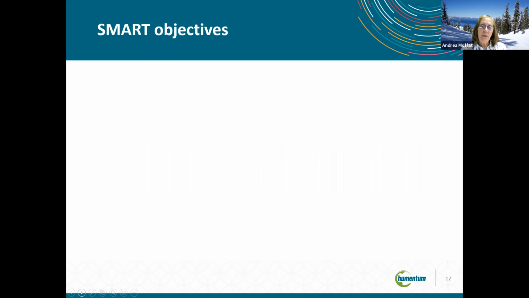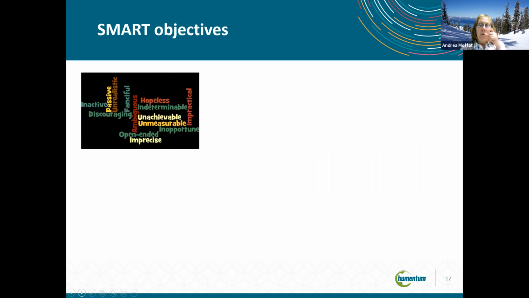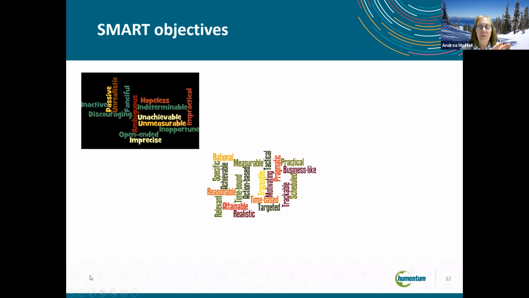So let's just put a little toe in the water around SMART objectives, with which from our conversations I can see that you've got some familiarity. If you actually got your objectives out right now that you are working to, do they really, in all honesty though, look a little bit like this? They're passive, maybe a little bit unrealistic, indeterminable. Are they measurable? Are they open-ended? Are they imprecise? Or are they this whole set of words that go with it? Reasonable, rational, specific, measurable, pragmatic, practical, trackable, realistic, a whole set there. I hope that we try to write our objectives more like this, as SMART objectives.